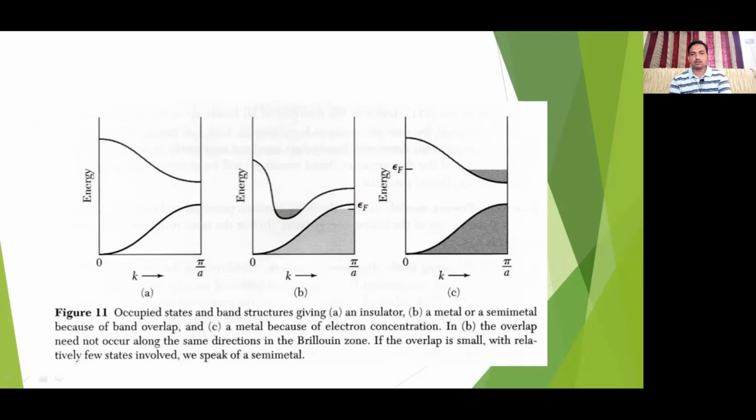So along the same direction in the Brillouin zone, if the overlap is small, we relatively have two states involved, and we call it a semi-metal. And if the overlapping is large, we have more states involved for the conduction. More states are overlapping, so we call it a metal or a good conductor.